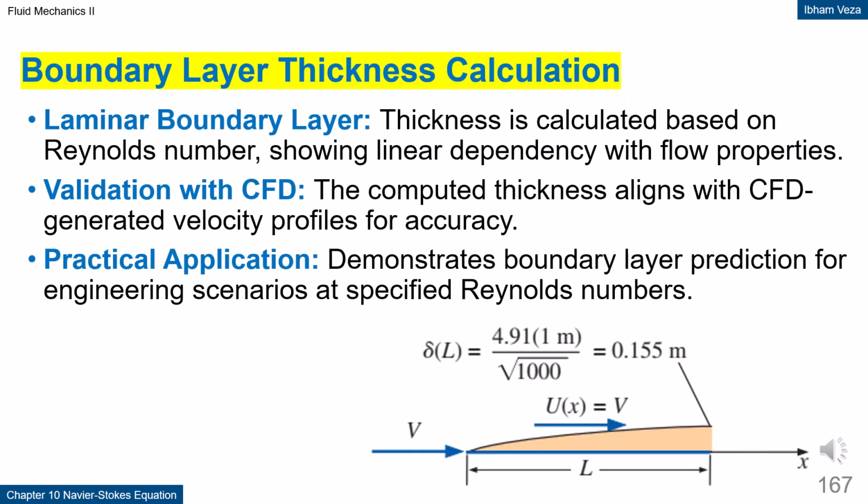Boundary layer thickness calculation. The thickness of a laminar boundary layer can be calculated as a function of the Reynolds number and the position along the plate. This computed result can be directly compared with the velocity profiles obtained from CFD simulations. The agreement between them shows that the theoretical approach is reasonably accurate. In practice, this calculation is used to estimate the region influenced by viscosity. A smaller thickness indicates a flow increasingly dominated by inertia effects.